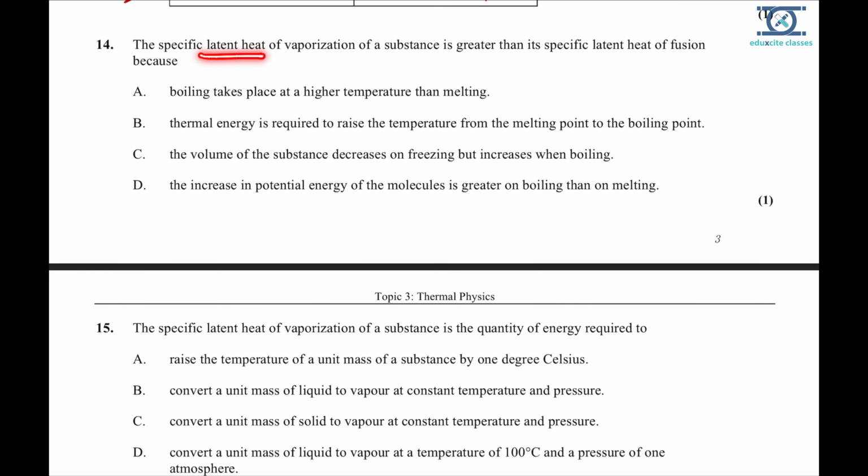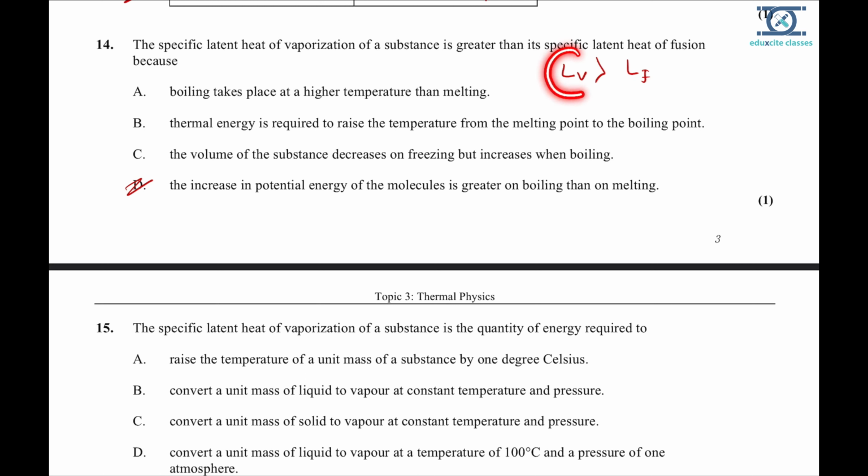Now the specific latent heat of vaporization is greater than the latent heat of fusion. This is because during vaporization the phase changes from liquid to gas. So we can say the potential energy of the molecules is greater on boiling, when there is a change in phase from liquid to gas, as compared to that on melting. So option D is the right answer.